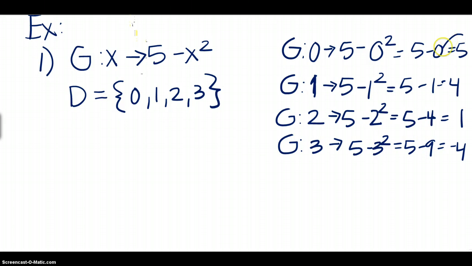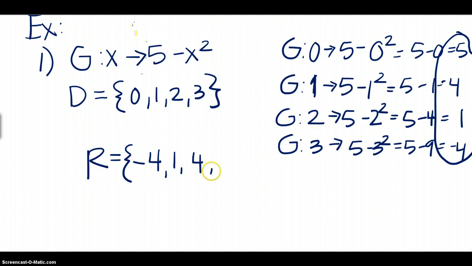Okay, so I have all these values over here. That is going to be part of my answer. Okay, so I have the domain. They told me the domain, and I'm finding the range. So my range, if I put them in order, is negative 4, 1, 4, and 5. Okay, that is my range. Let's do another example. We'll go to the next page.